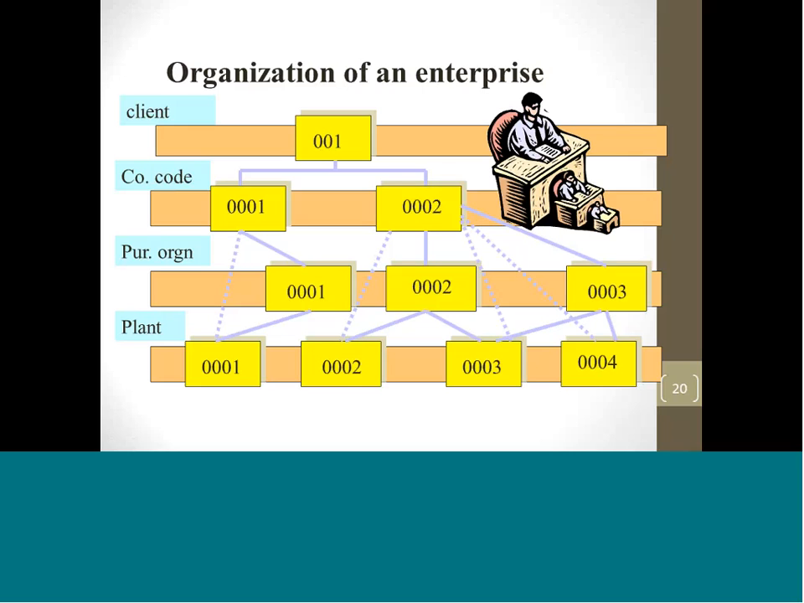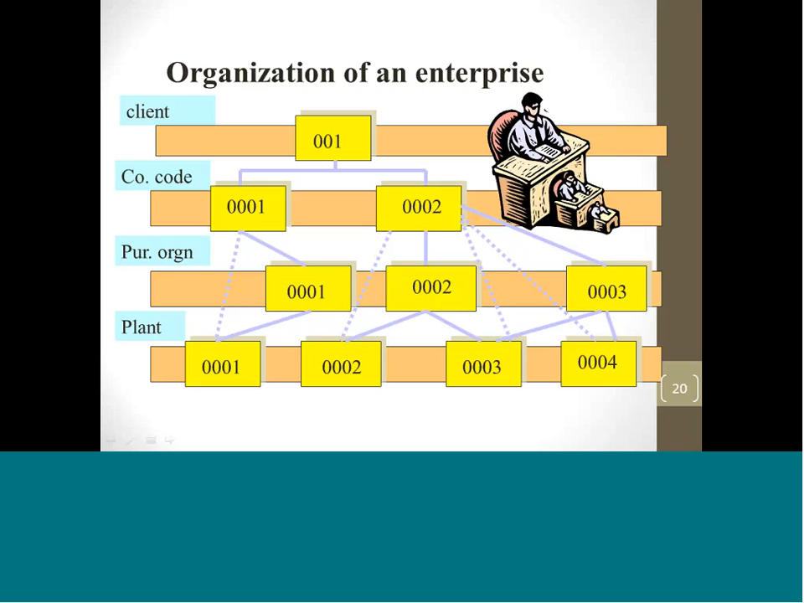Then we have company code, which represents different businesses that want to have their own trial balance at the end of the year. And the purchasing organization is a team responsible for buying material. If my purchasing organization is assigned to my company code, it is going to buy all the material for this company code level.